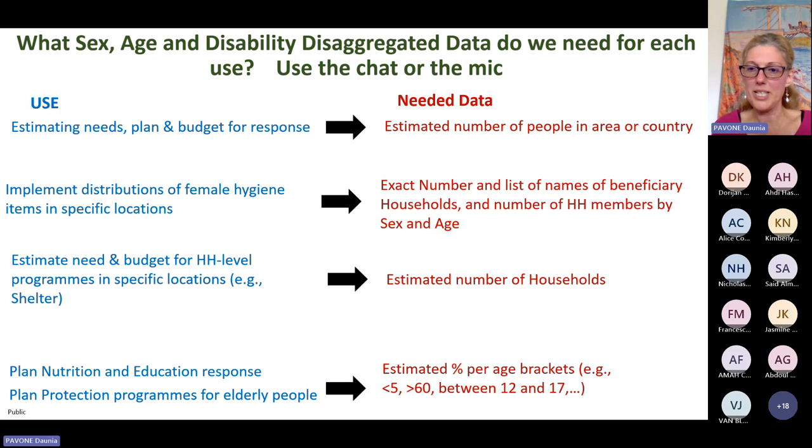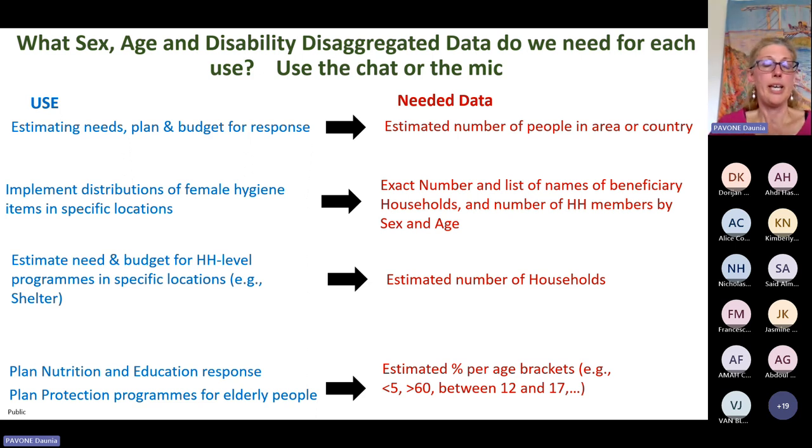Yes, Alicia says more detailed. Cassandra says estimated number of women of procreation age. Okay, possible, because they would be the ones needing hygiene items. Adolescents, girls and women, perfect. So for example, if I'm an NGO that is trying to implement a distribution, I probably would need more than just an estimate. I would need as exact a number as possible and even the list of beneficiaries at that point, right? So it will be a much more detailed type of information that I need.